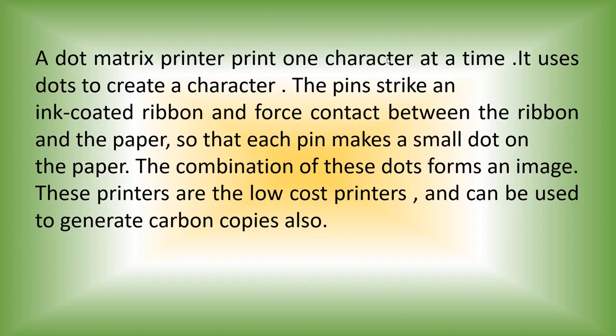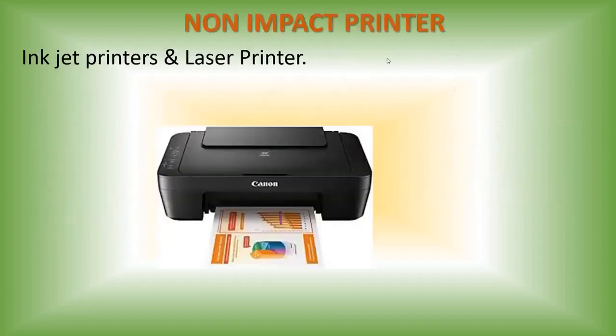I told you printers are categorized into two. What are they? Impact printer and non-impact printer. And the second type of printer is non-impact printer. Non-impact printer means which does not have any mechanical contact between the print head and the paper. The print head is not touching the paper. That type of printer is known as non-impact printer. Examples for non-impact printer are inkjet printer and laser printer.